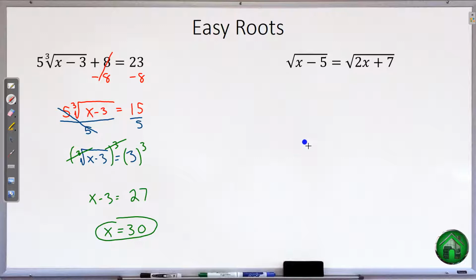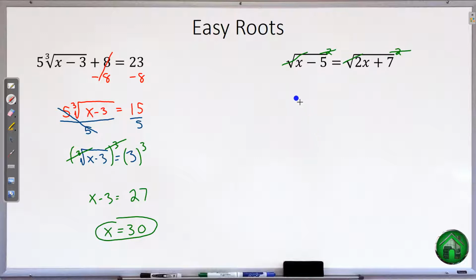Alright, one more easy one over here. This one's even easier. It looks harder at first though. We've got square roots on the left, square roots on the right. We've got to get rid of them. Thankfully, to get rid of a square root, you square it. That will cancel those out, but you got to do it to the other side, and it will also cancel that side out. So that's really, really easy for us right there.